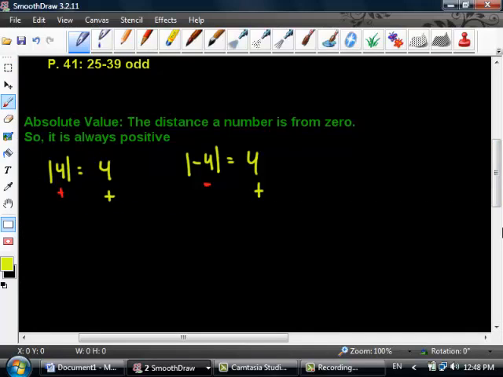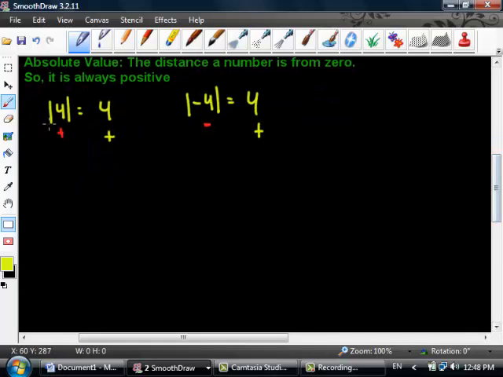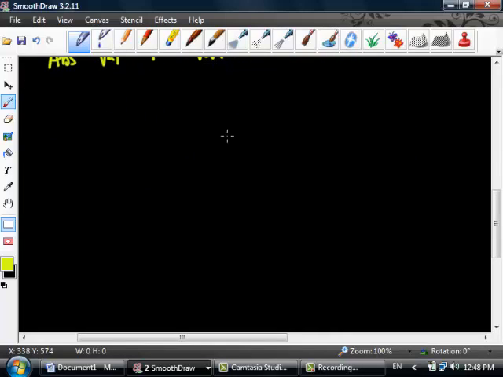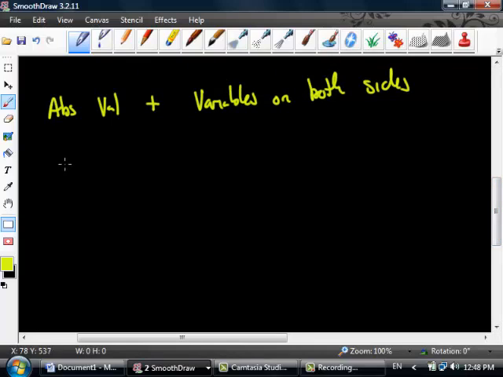What happens when you have absolute value plus variables on both sides? Let's find out what happens. Whoa, that was not supposed to happen. Okay, so if I look at this problem here, 3 times the absolute value of x plus 6 equals 9x minus 6.